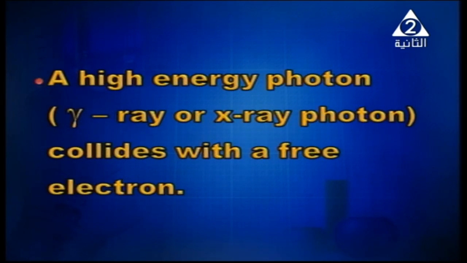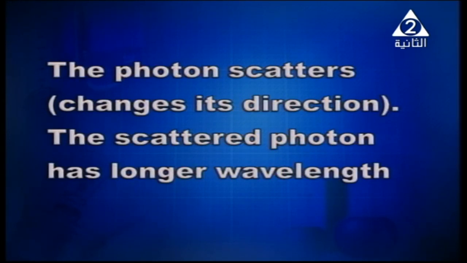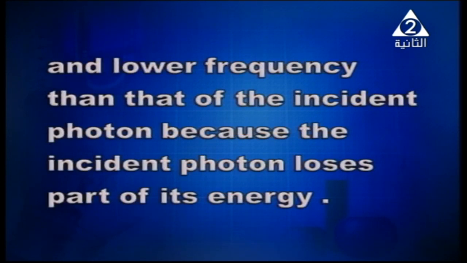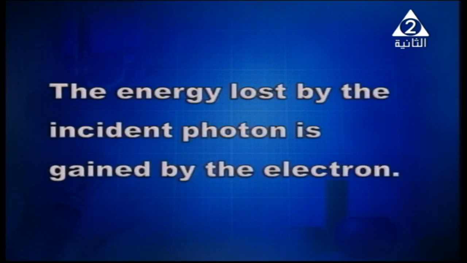What happens when a high energy photon, such as a gamma ray photon or X-ray photon, collides with a free electron? Yes, this is very important. The photon scatters. Scatters means it changes its direction. The scattered photon has longer wavelength, lower frequency, lower energy than that of the incident photon, because the incident photon loses part of its energy. The energy lost by the incident photon is gained by the electron.